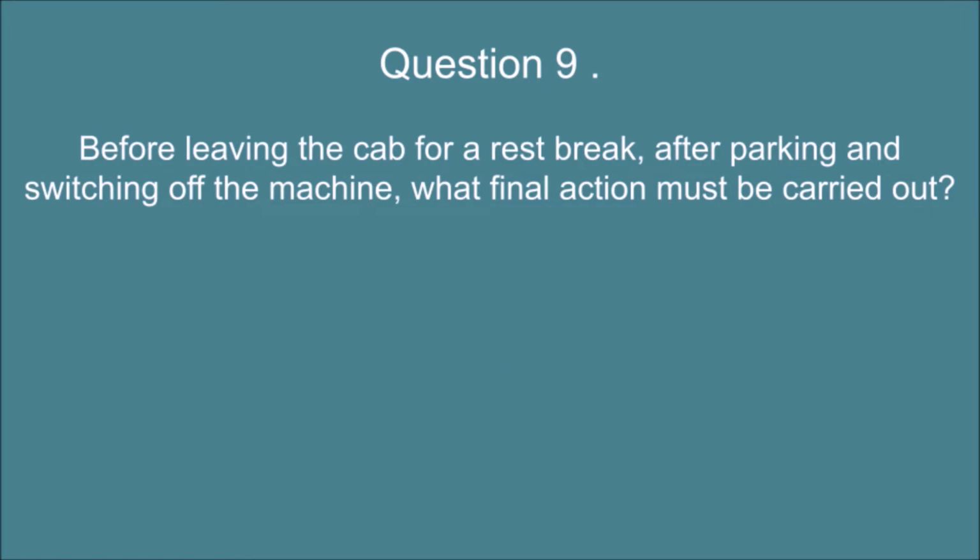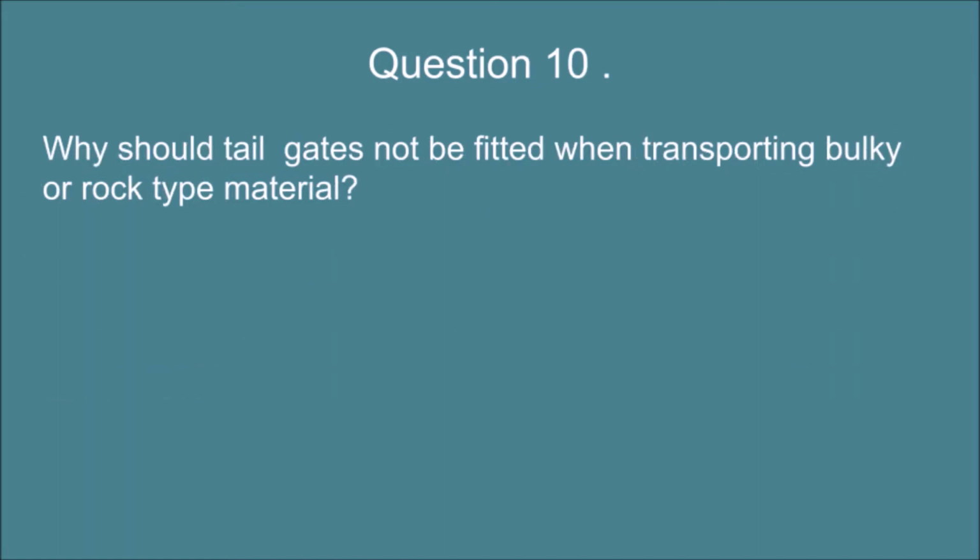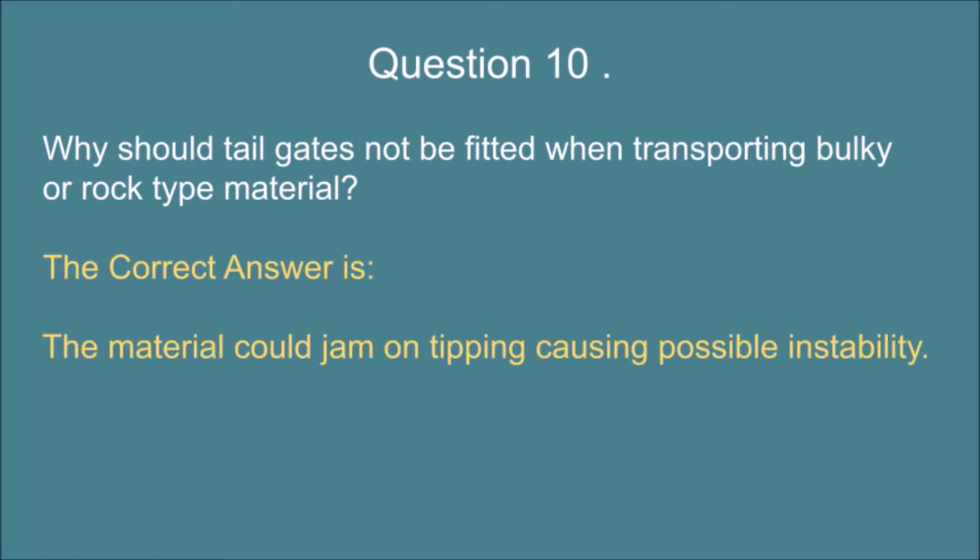Question 9. Before leaving the cab for a rest break, after parking and switching off the machine, what final action must be carried out? The correct answer is machine must be isolated, windows closed, door closed, and locked. Question 10. Why should tailgates not be fitted when transporting bulky or rock-type material? The correct answer is the material could jam on tipping, causing possible instability.